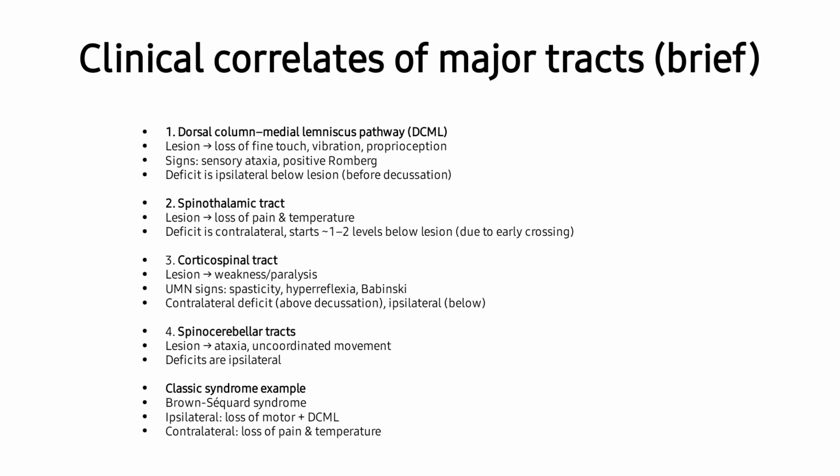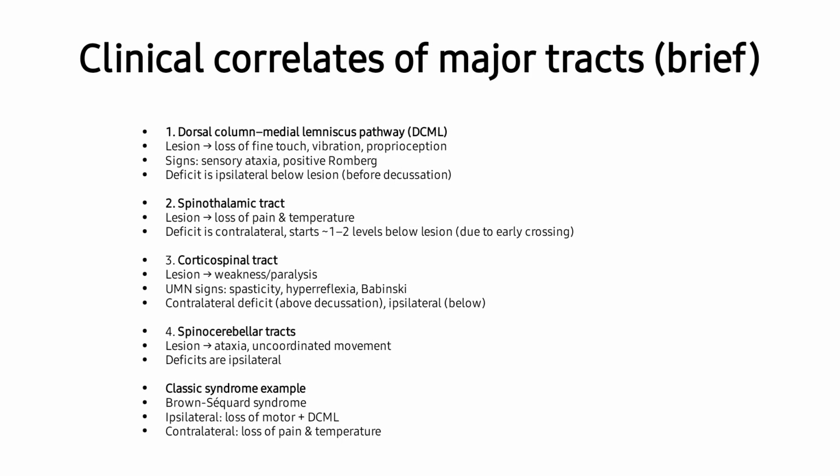The corticospinal tract, remember, weakness and paralysis. So this is movement, deficits in movement. There's weakness, there's paralysis there. What will it produce now? Upper motor neuron signs such as spasticity, hyperreflexia, and Babinski sign. So these are usually seen in lesions that are involved with the corticospinal tract. Contralateral deficit above what? The decussation. Ipsilateral below the decussation. Then spinocerebellar tract, lesion, ataxia, and uncoordinated movement. Remember, these ones are usually what?